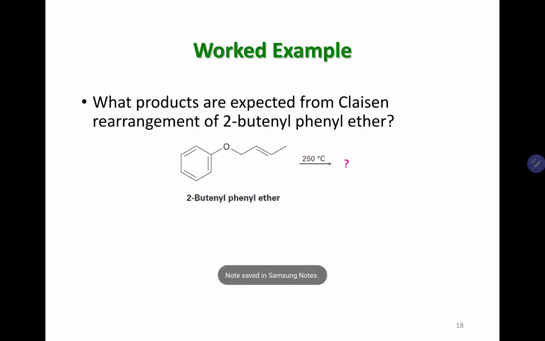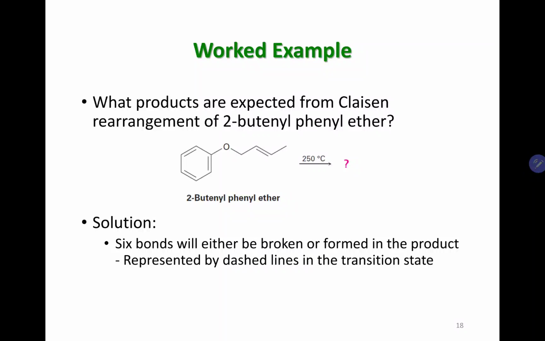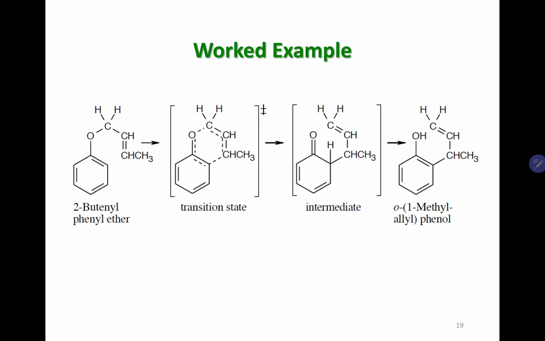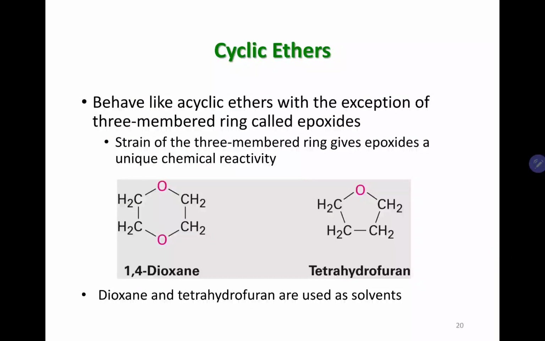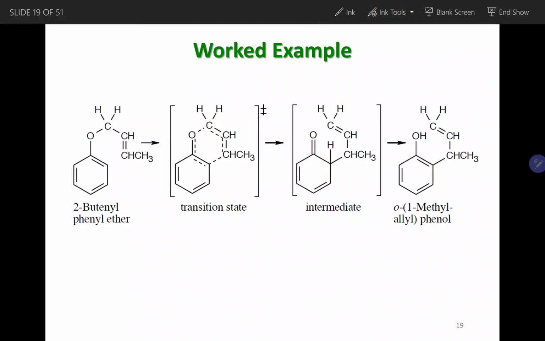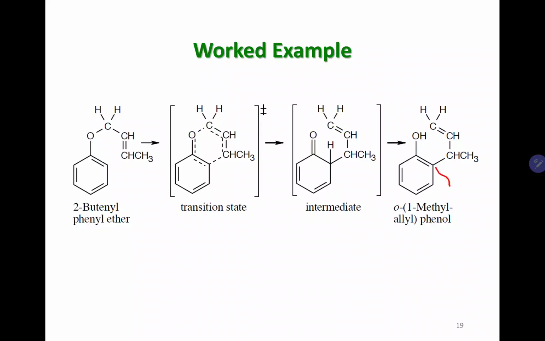If you want to write down a technical answer, it's right here. I recommend that you pause and write it down if you have to. You get an intermediate enone which will rearrange into a phenol. So this is your enone with the ketone functional group, and it will rearrange to a phenol. And of course you also get an allyl group on the ortho carbon. So here is your allyl group.